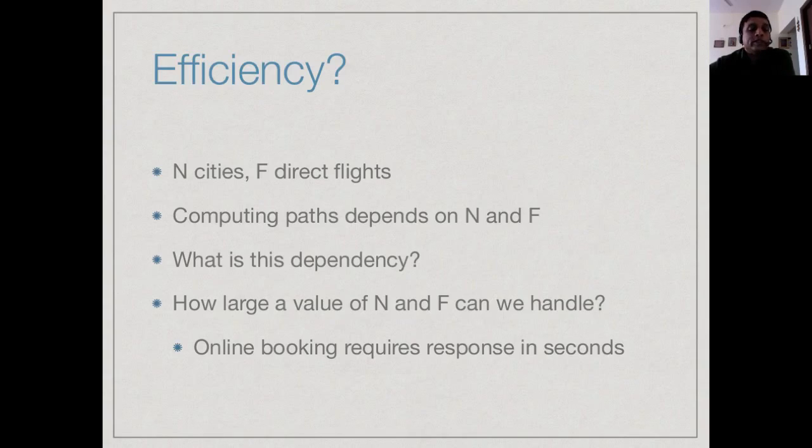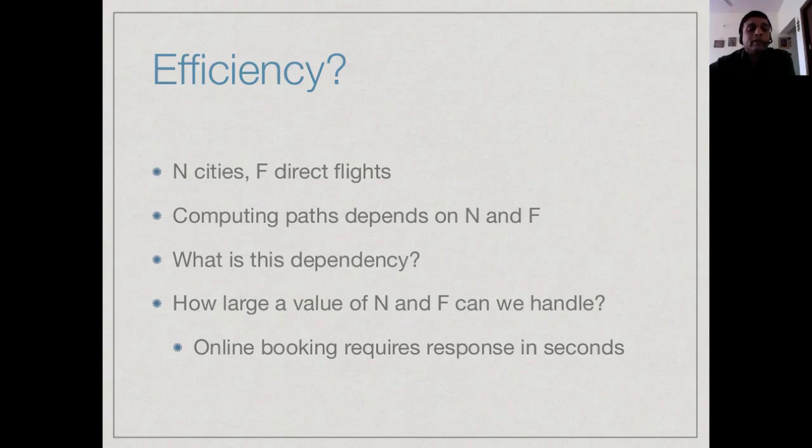Now, what is this dependency? How does it grow? If n doubles, does our algorithm take 2 times more time? Does it take 4 times more time? If n goes up by a factor of 10, does it take 10 times more or 100 times more time? The other question related to this is, given this dependency on n and f, what realistic size of networks can we handle? If the airline grows to 20 flights, will we still be able to give our answer in a reasonable time?